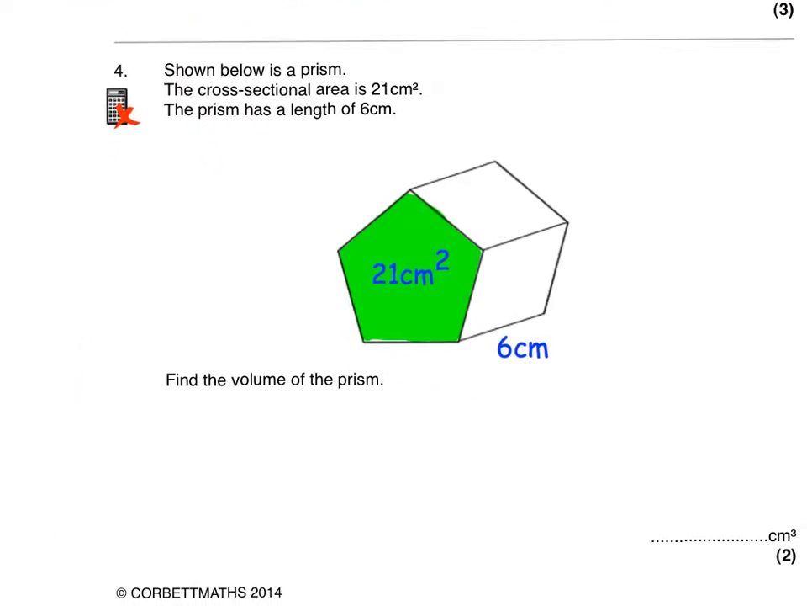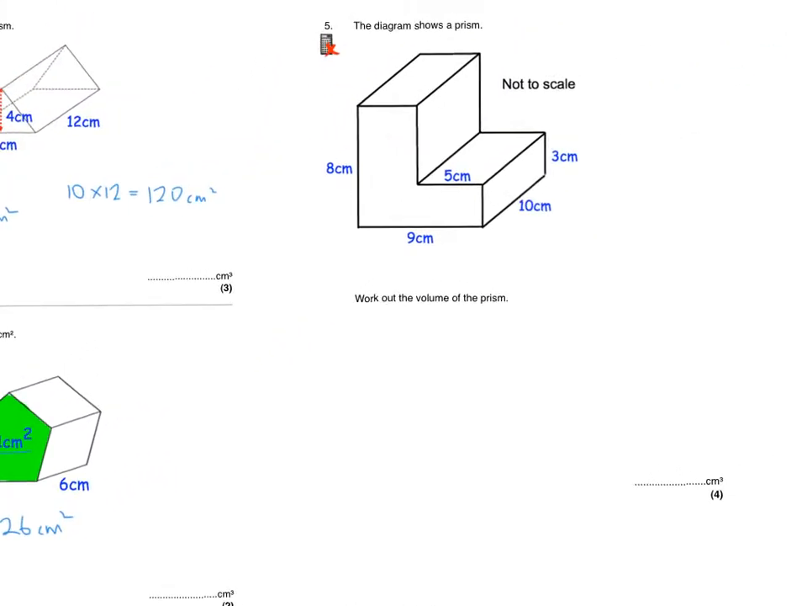Shown below is a prism. The cross-sectional area is 21 centimeters squared, and the length is 6. So that one has already been done for us. Okay, so because the cross-sectional area is 21, we just do 21 multiplied by 6. So 21 times by 6, which equals 126 centimeters squared. Okay, nice easy one, that one.